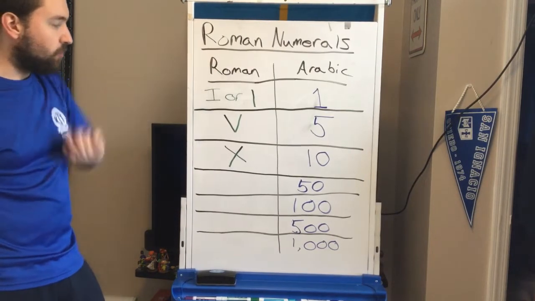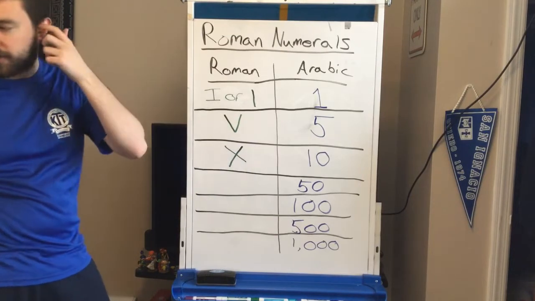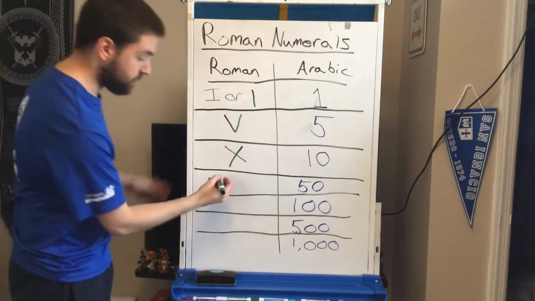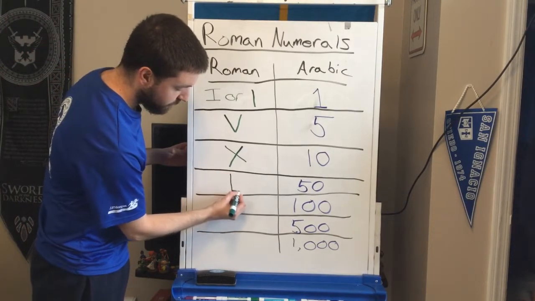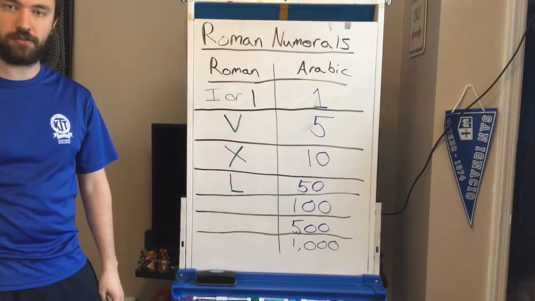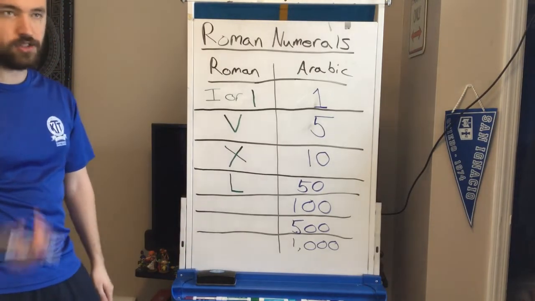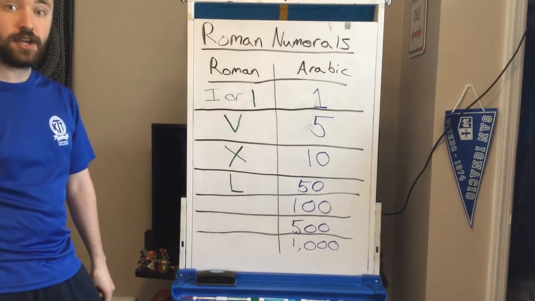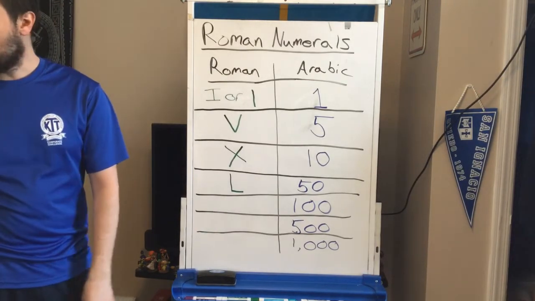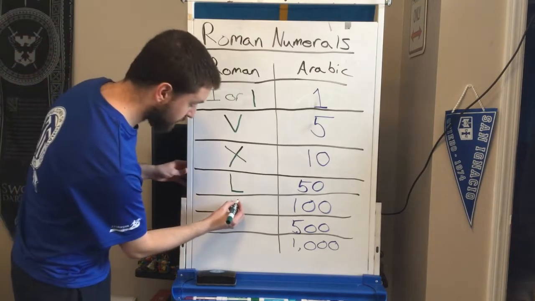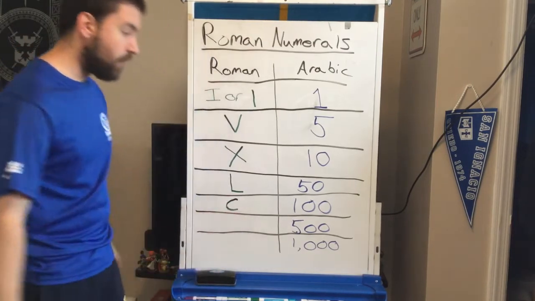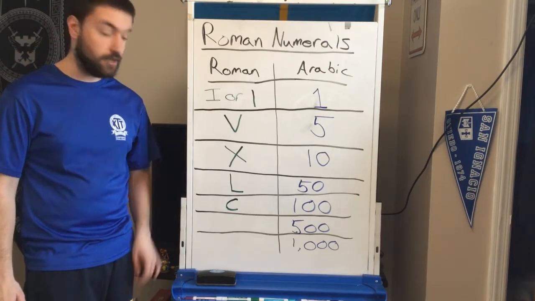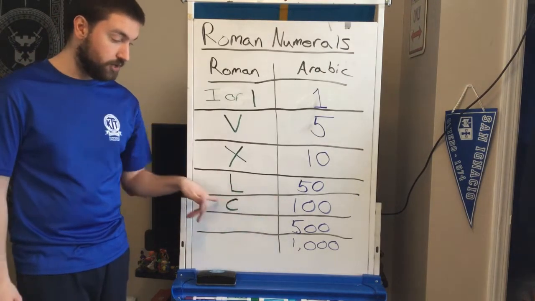So we have I for 1, V for 5, X for 10. Now, if you're a football fan, you're going to know what 50 is. 50 is L. Super Bowl 50, or Super Bowl 49, you saw this L in there. Super Bowl 51, you saw this L in there. It means 50. 100 is the letter C. And one way I like to remember this is that a century is 100 years. It starts with a C. Century, 100, C.